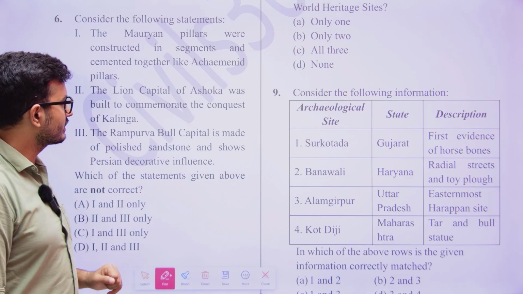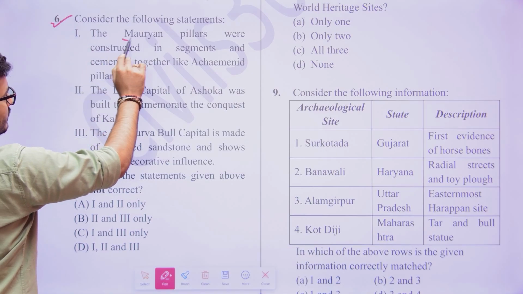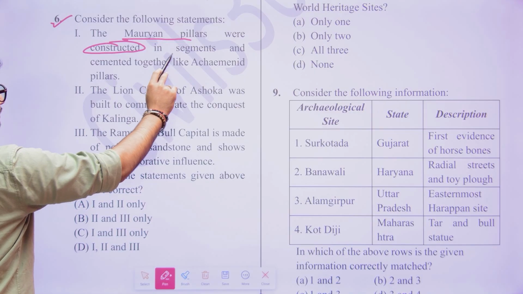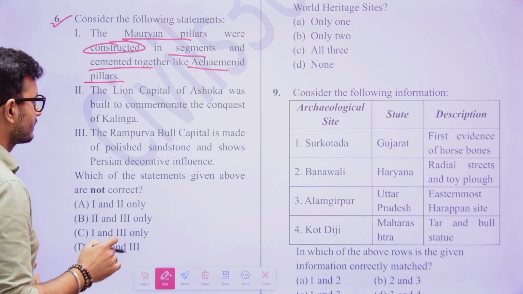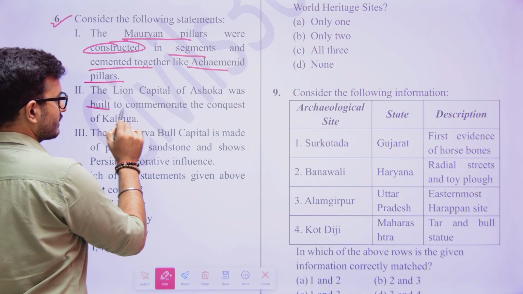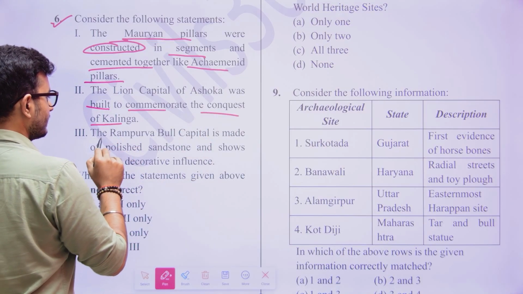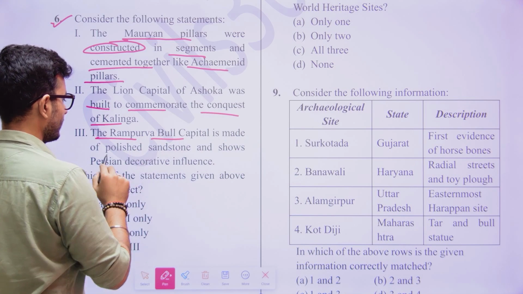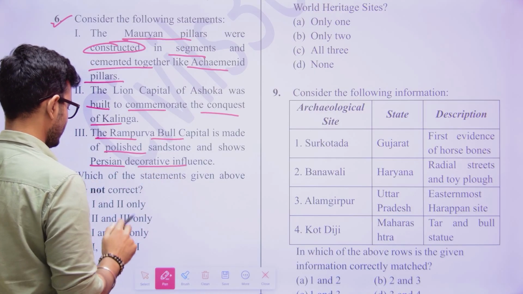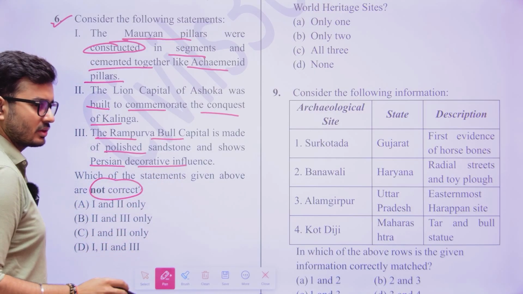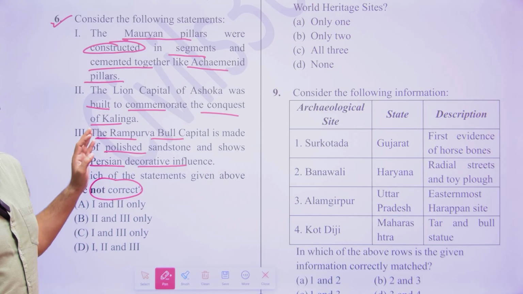All right. So when we talk about this scenario, what do you understand? Consider the following statements. The Mauryan pillars were constructed in segments and cemented together like the Achaemenid pillars. The lion capital of Ashoka was built to commemorate the conquest of Kalinga. And the Ramapurva bull capital is made of polished sandstone and shows a Persian decorative influence. Which of the following statements is not correct? So this is what is being asked here.